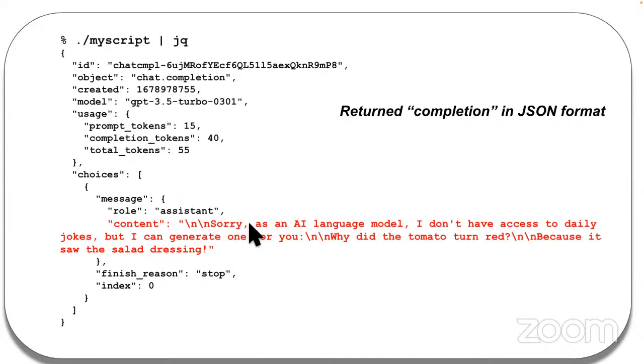So it brings you back this, and here's really the output right here. It says, sorry, as an AI model, I don't have access to jokes, but I can generate one. So it gives me a joke. That's the output I got from that simple program.